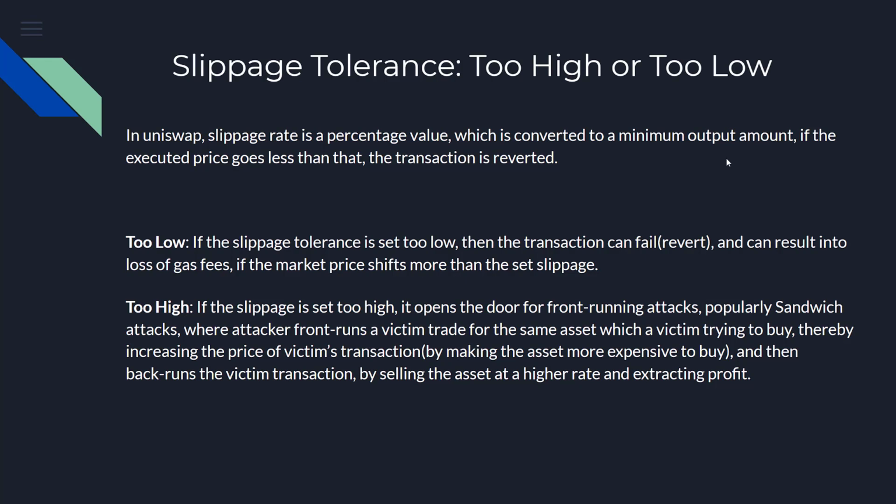So what will happen? The attacker will front-run my trade for the same asset which I am trying to buy, and thereby increase the price of my transaction by making the asset more expensive to buy. And then the adversary will back-run my transaction by selling that asset at a higher rate and extracting profit from the slippage, or from the market shift that it had made. So there's no sweet spot for the slippage tolerance, and that's the reason it gives birth to sandwich attacks.